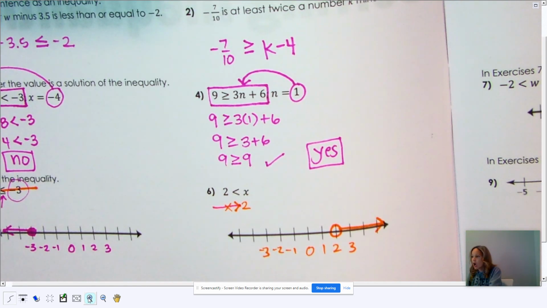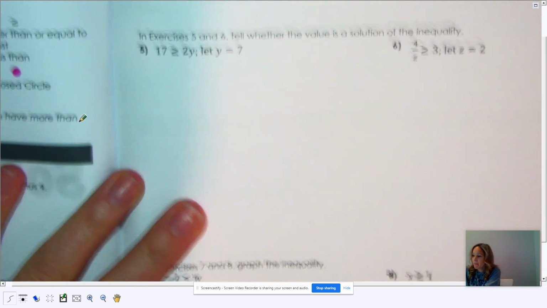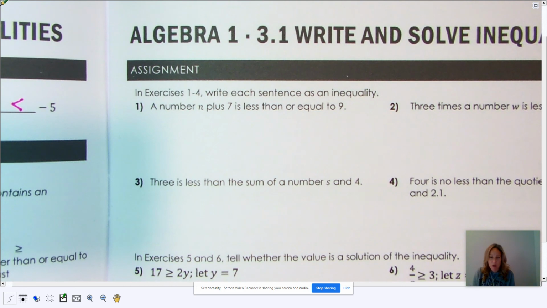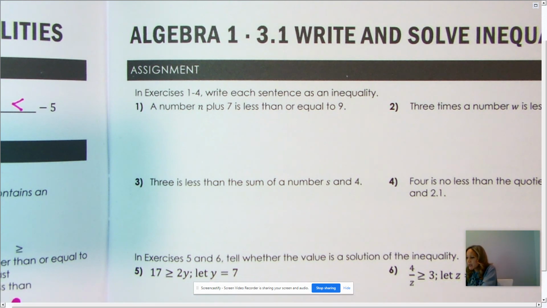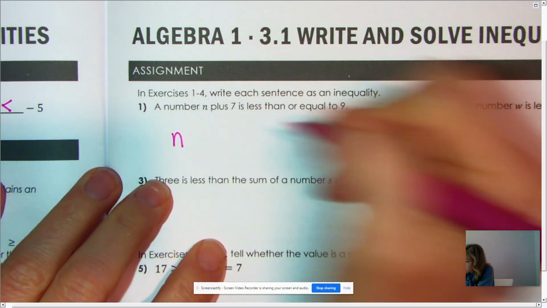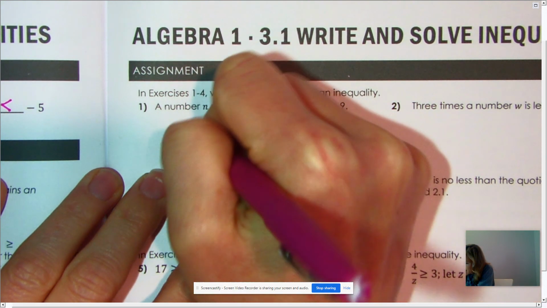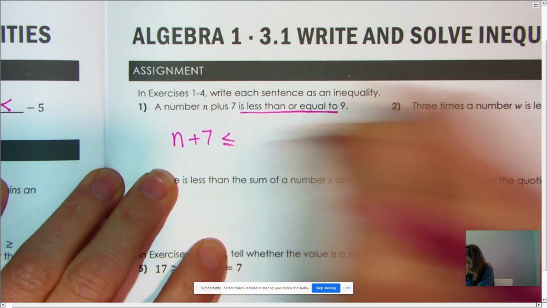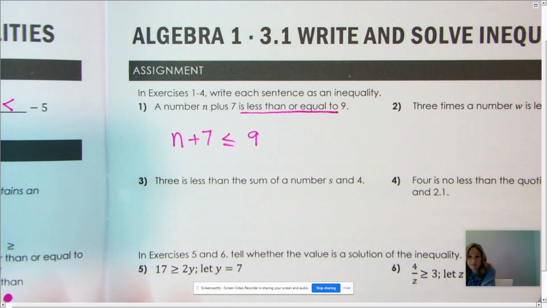Okay, so here's your odd solutions to the homework assignment. So we're on page 40. Start with number 1. Write each sentence as an inequality. So this says a number n plus 7 is less than or equal to 9. Done. That's all you had to do.